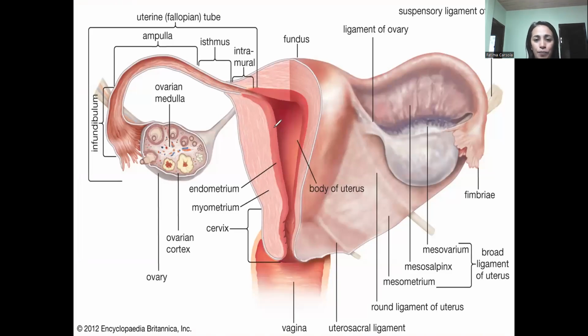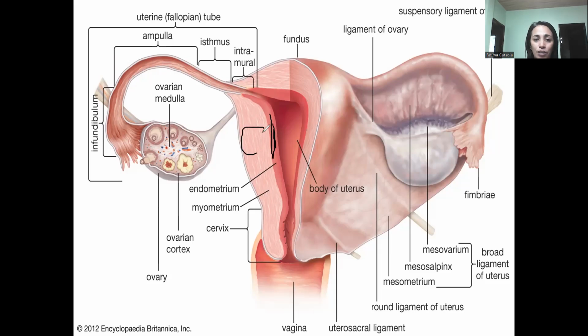This is the endometrium. This is the one that sloughs off during menstruation. Again, it has two sublayers: the glandular and the basal. The glandular is the one that sloughs off during menstruation, and the basal layer will give rise to the new endometrium for another menstruation.